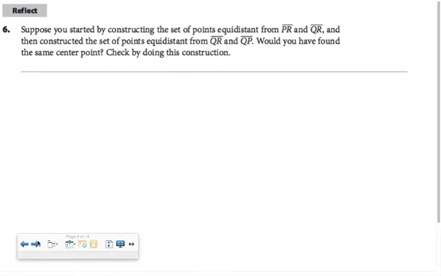Suppose we had started by constructing the set of points equidistant from PR and QR, and then constructed the set of points equidistant from QR and QP. Would we have found the same center point? It says check this by doing the construction. In the interest of keeping my videos at a reasonable length, I'm not going to do that. But yes, we would have found the same center point.